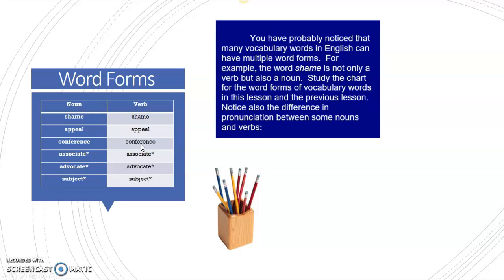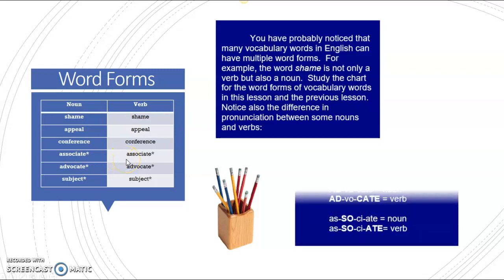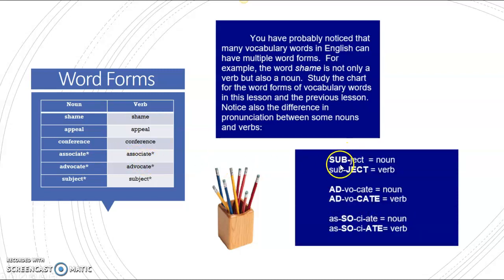Take a look also at the differences in pronunciation between some nouns and some verbs. For example, the word subject as a noun has the stress on the beginning of the word. Subject as a verb has the stress on the second half of the word.